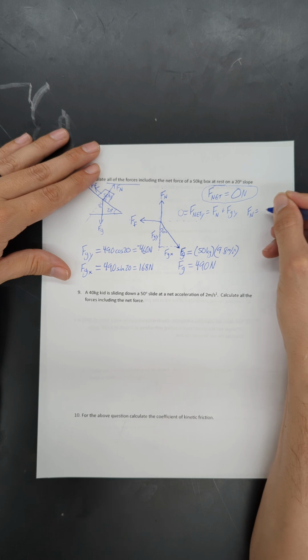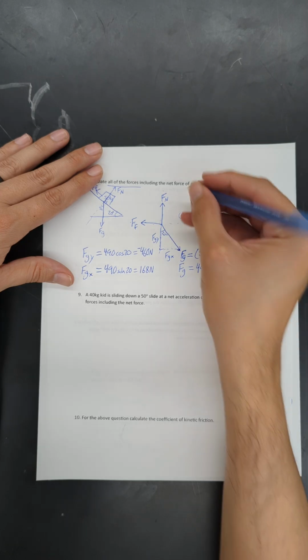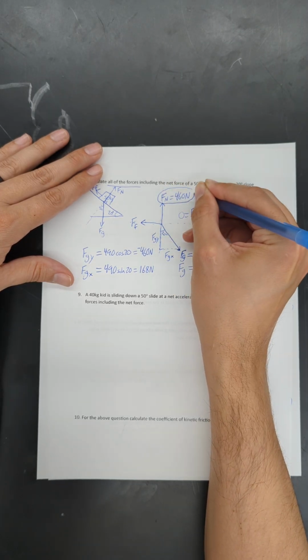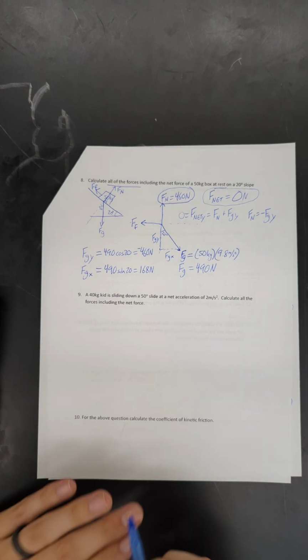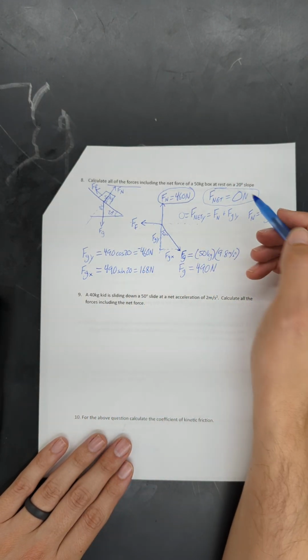The normal force is equal to the negative of your gravity, so our normal force equals 460 newtons then. And we're going to be doing the same exact thing for our friction. This box is at rest.